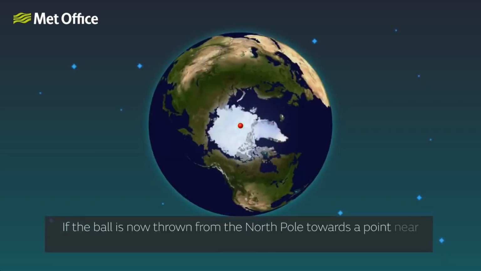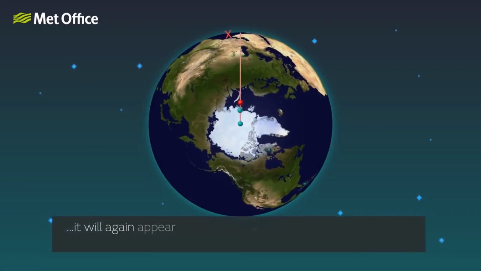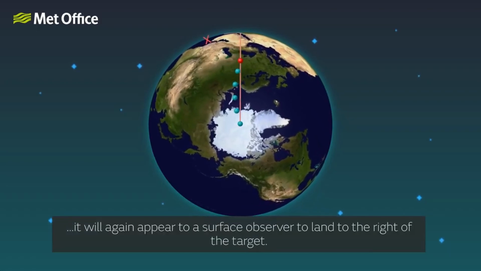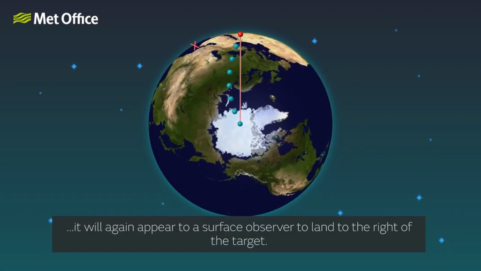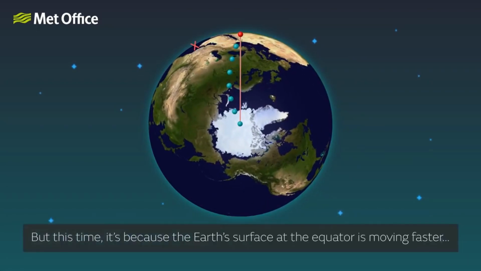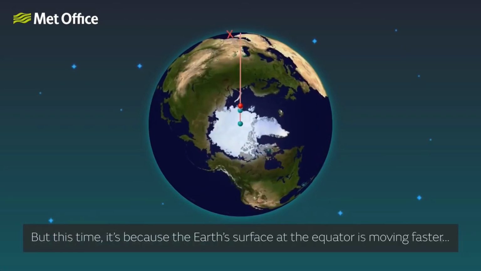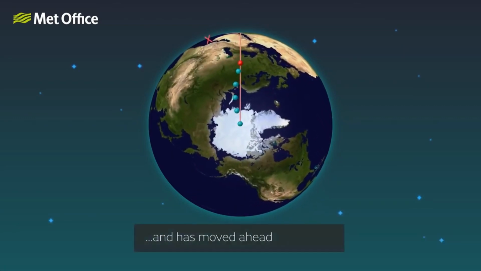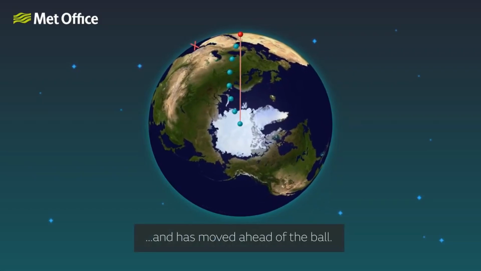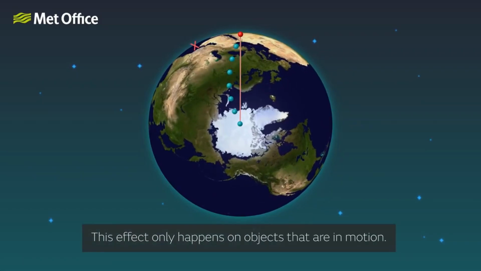If the ball is now thrown from the North Pole towards a point near the equator, it will again appear to a surface observer to land to the right of its target. But this time it's because the Earth's surface at the equator is moving faster and has moved ahead of the ball. This effect only happens on objects that are in motion.